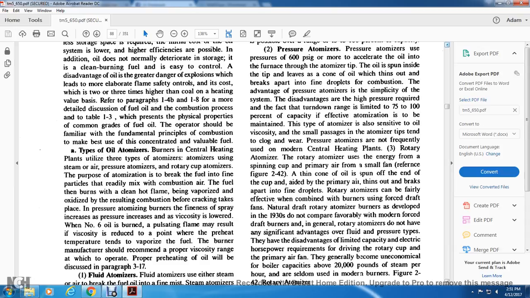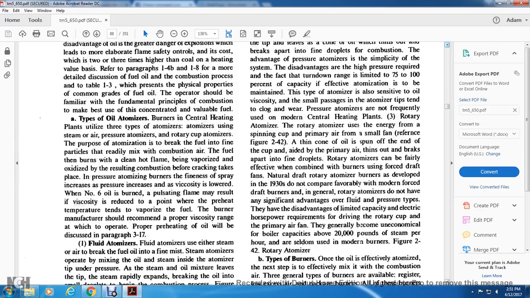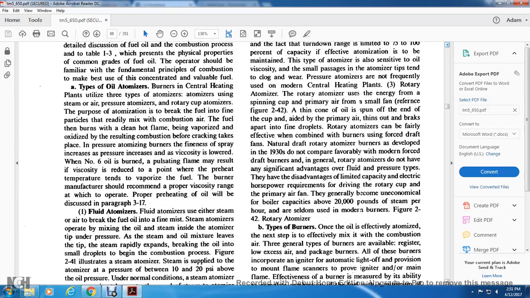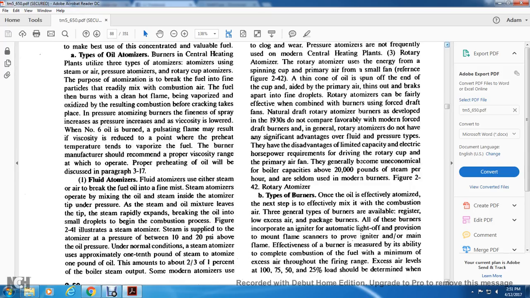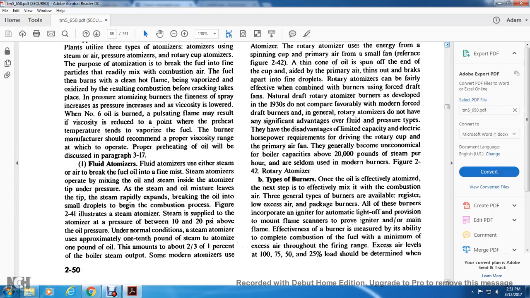In the pressurizing atomizer burner, increasing the pressure gives the finest spray, but it increases the viscosity of the oil. When number 6 oil is burned, a pulsating flame may result if the viscosity is reduced to the point where the preheat temperature causes vapors to form in the fuel. The burner manufacturer should recommend a proper viscosity range. Proper preheating of oil will be discussed in paragraph 3-17. Fluid atomizers use a stream of air or steam to break the fuel into a fine mist.